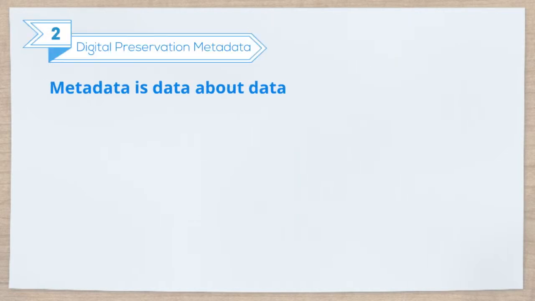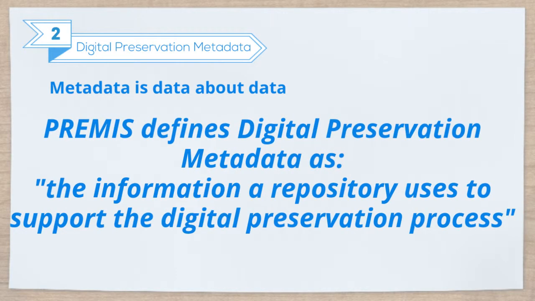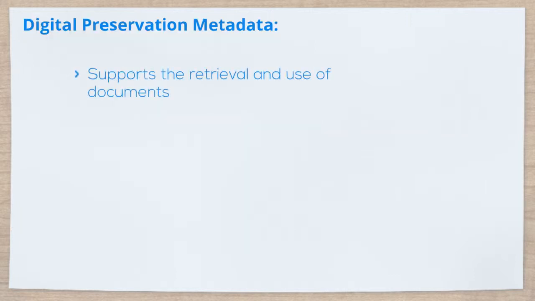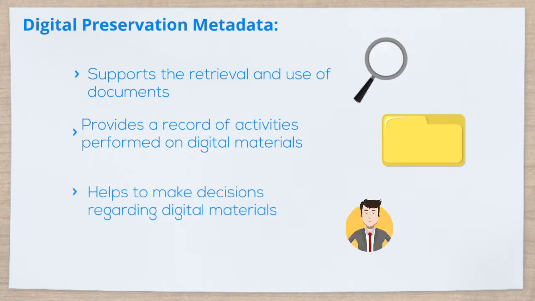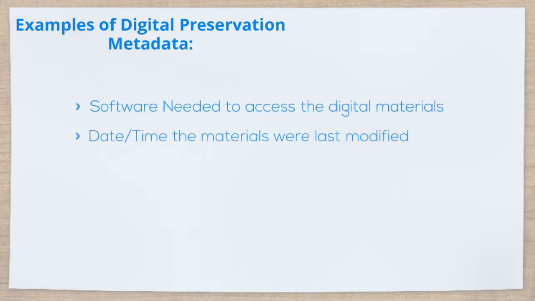Metadata is really data about data. Digital preservation metadata is the information needed to support the digital preservation process. It supports the retrieval and use of documents, provides a record of activities and helps make decisions regarding digital materials. Some examples of preservation metadata are software needed, date or time of last modification and the rights of use.